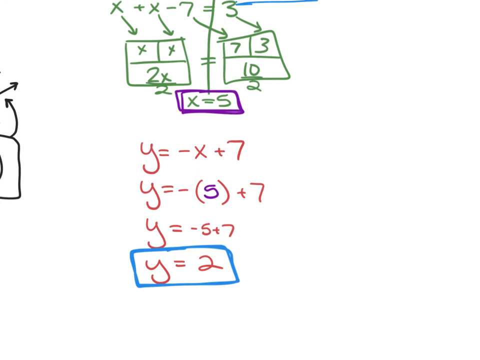Now, here's where a lot of students get messed up a little bit. I'm going to write down two options for our solution. Which one is the correct solution? Is it 5 comma 2 or 2 comma 5?